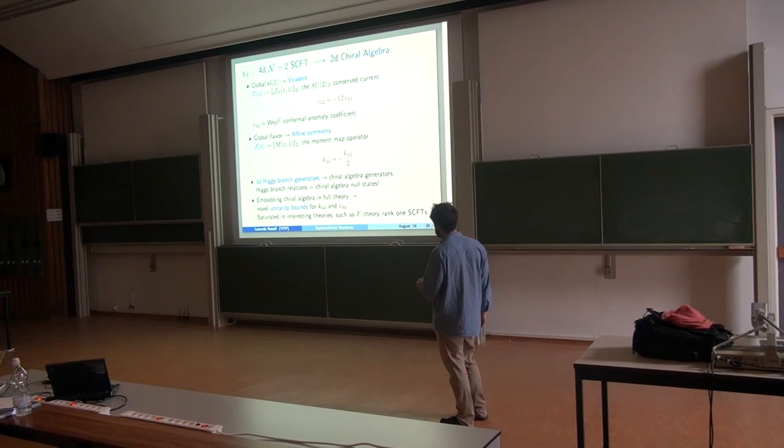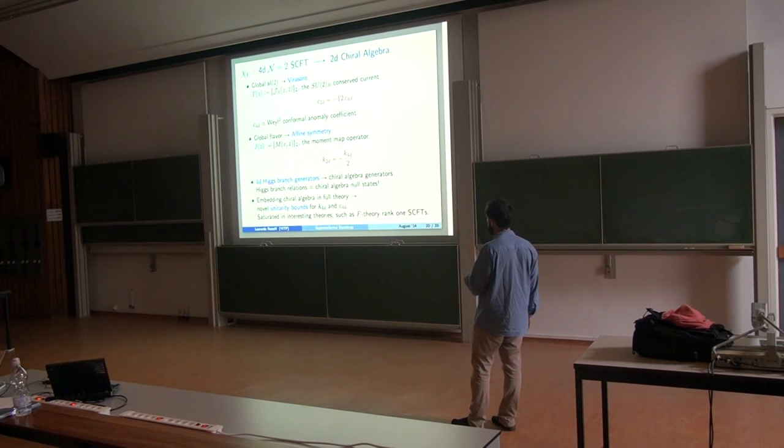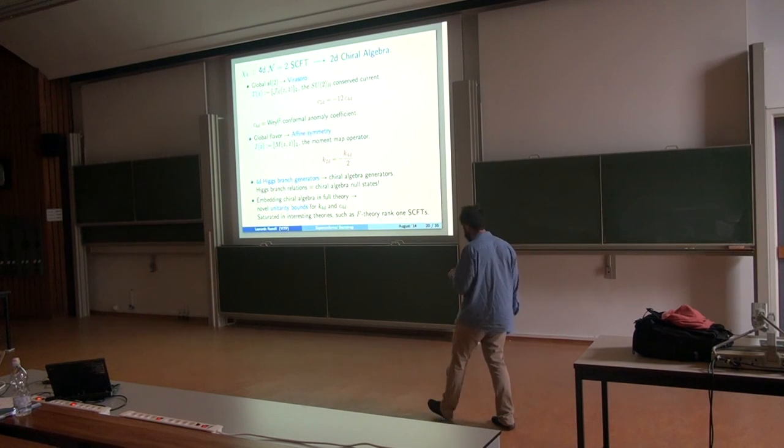So the 2D stress tensor is related to the 4D stress tensor because it's related to the R-symmetry current, which is part of the same multiplet, and the anomalies are related as such. Note that since the 4D theory by assumption is unitary, so c is positive, the 2D chiral algebra is necessarily non-unitary because c_2D is negative.